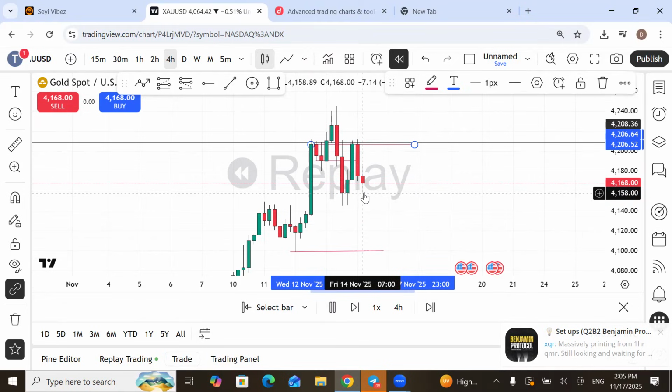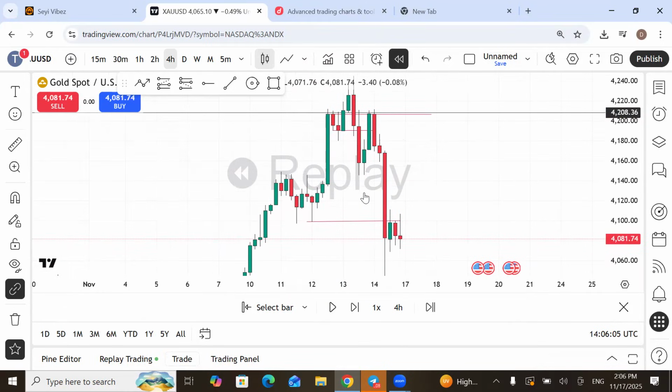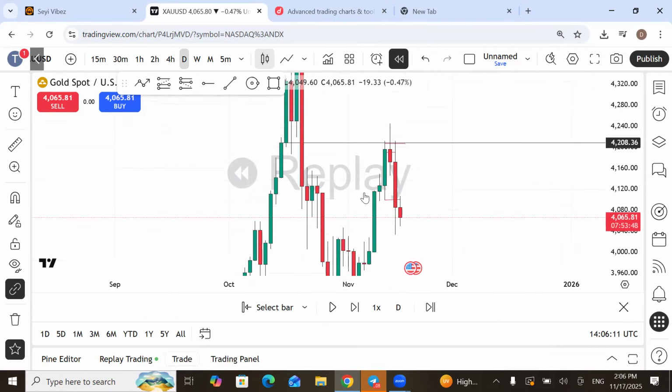So since then we have been having sales to the downside. Can you see the massive sell? So what happened today? Now let's go to today's price action. Can you see the reason why we have been having sales?